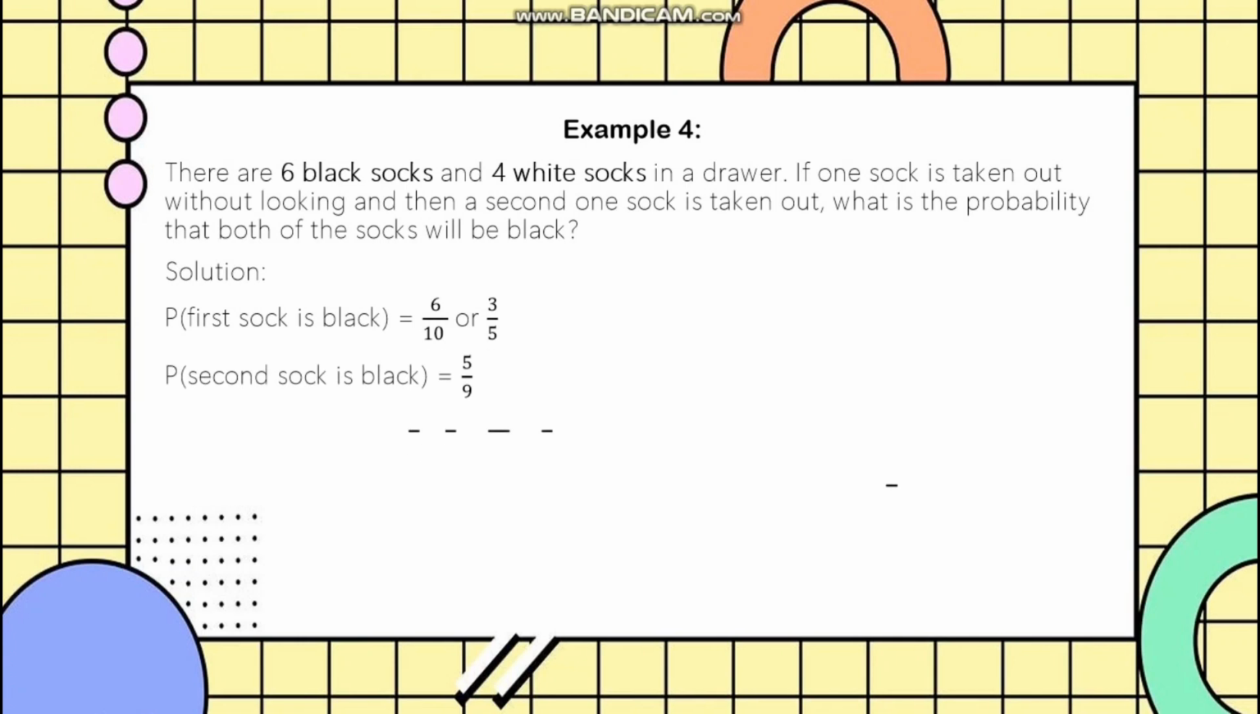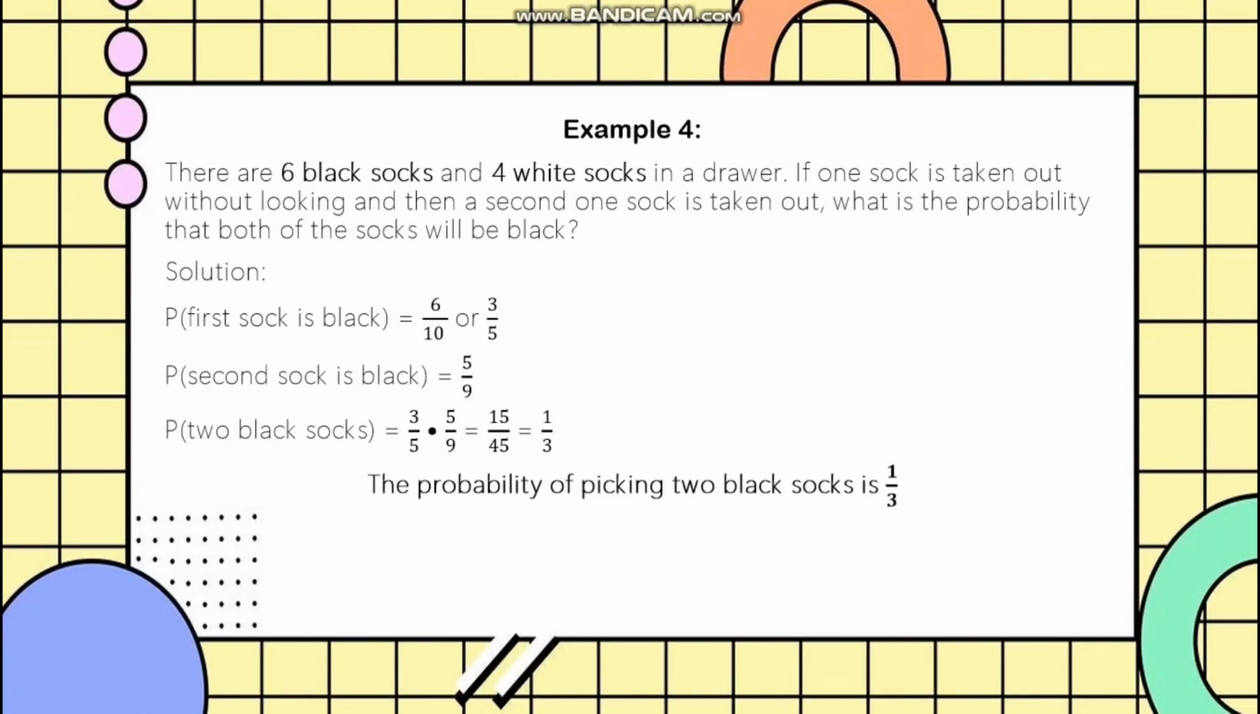Next, the probability of getting second black sock, which is equal to 5 over 9. After that, the probability of getting 2 black socks is equal to 3 over 5 times 5 over 9, which equals 15 over 45. We can see that it still can be simplified by their GCF of 15. So if simplified, we are going to get 1 over 3 or 1/3. The probability of picking 2 black socks is 1 over 3 or 1/3.